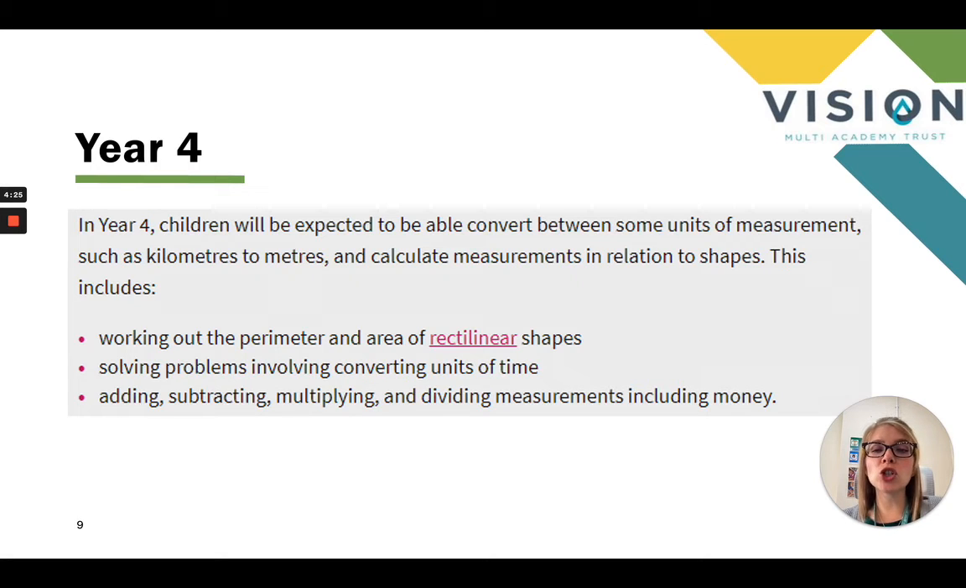Looking now at year 4. In year 4, children will be expected to convert between some units of measurement, such as kilometres to metres, as well as be able to calculate measurements in relation to different shapes. So we'll be looking at working out the perimeter and area of rectilinear shapes, solving problems including converting units of time, as well as adding, subtracting, multiplying and dividing measurements, including money.